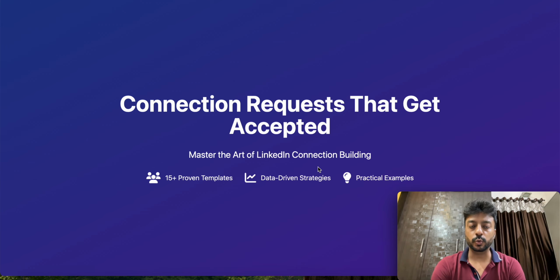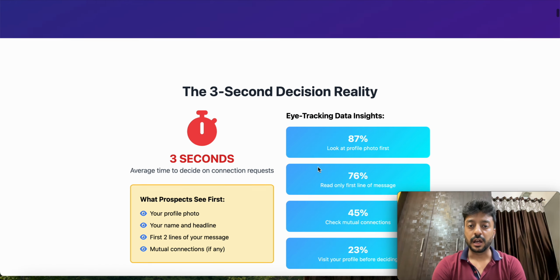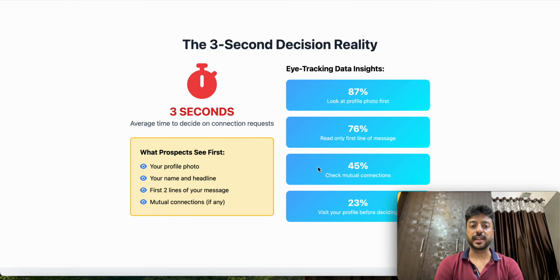So in that case, we will have some proven templates that will work, and I will be supporting all those templates with data. The first thing you have to identify is that whenever you send a connection request to someone, 87% of them look at your profile photo. We have already talked about in the previous module how you can optimize your complete LinkedIn profile. So make sure that you have a professional profile photo.